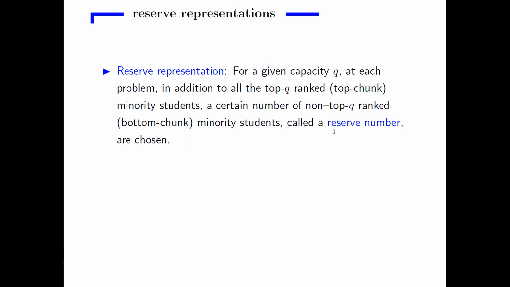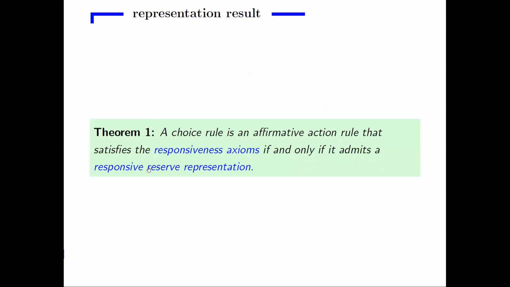Okay, but notice that the certain number of non-top Q ranked minority students, that's the reserve that you have in mind, and it should be independent of the particular applications of the students, right? That's the point that I was about to make. As it is, it can depend on the priority ordering. It is very general, but notice that it is not the representation that I get.